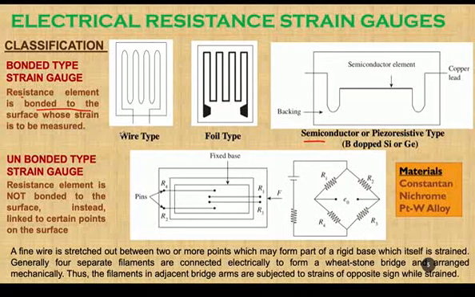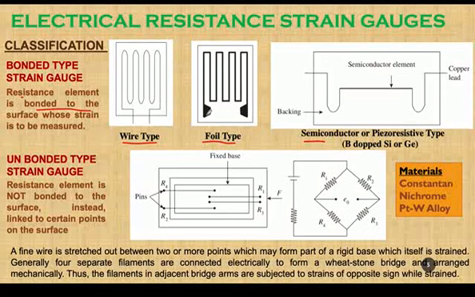Here we have two examples of bonded type strain gauge. One is the wire type, another one is the foil type. In the wire type, the wire is bonded to a flexible surface like this. What you see is like a white background. It can be a flexible membrane or flexible plastic or any non-conductive material. On that, it is pasted. Such a type of strain gauge is called a wire bonded strain gauge.